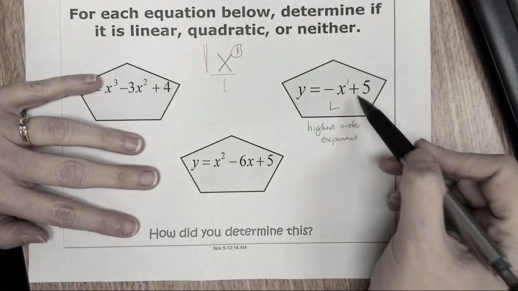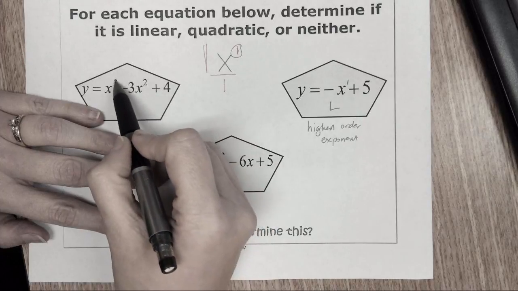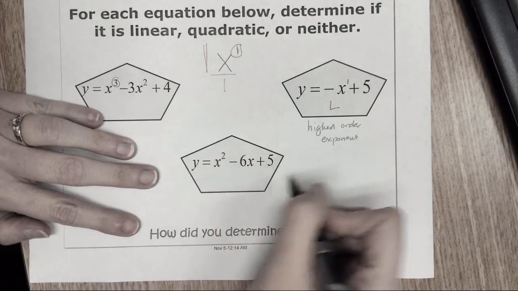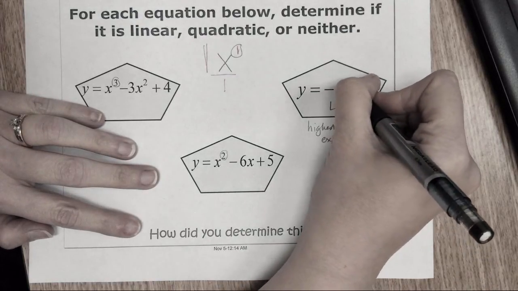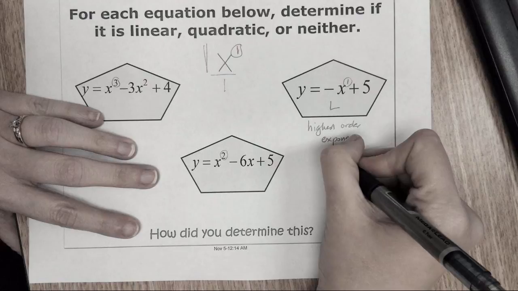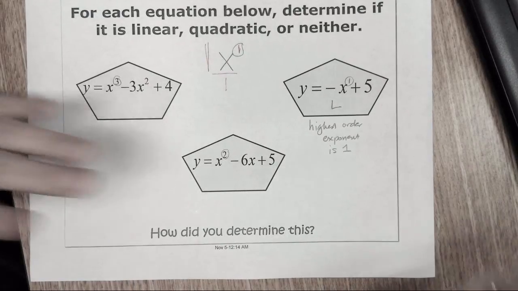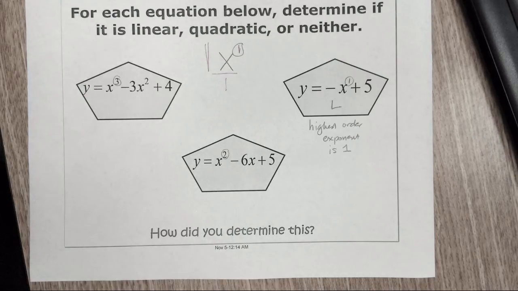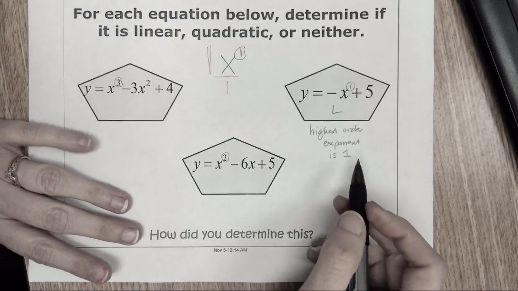When we say highest order exponent, we mean the highest. So like here, what is the highest exponent you see? It's this 3 here. For this one, the highest one I see is this 2 here. And for this one, since I don't see anything, I can draw in my invisible 1. For this one, the highest order exponent is 1. What do you think my quadratic's going to be? I have to the second power. Our parent function is x squared, right? So this one that has x squared as the highest order exponent is my quadratic.